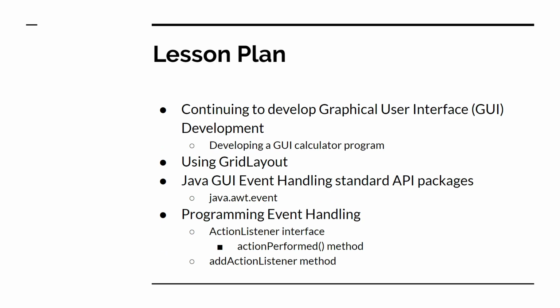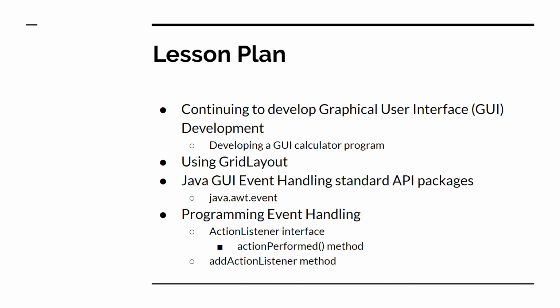So the lesson plan is to continue the GUI development and make a calculator, and then we'll be using a different layout compared to the previous lesson where it was flow layout. In this we will learn another layout, grid layout, and then we will do the GUI event handling using the standard package java.awt.event, and then we'll be doing the programming of the event handling. For that, as I said earlier, you have to implement the ActionListener interface, then override the actionPerformed method.